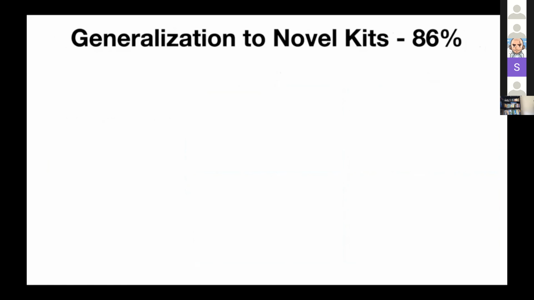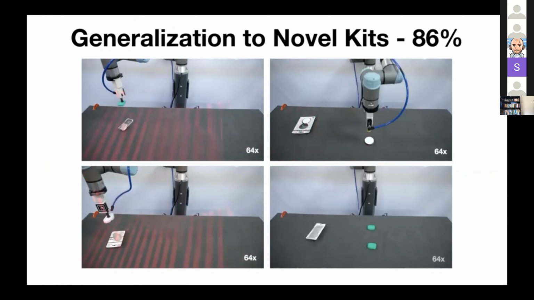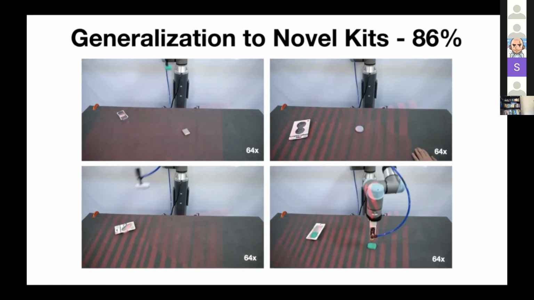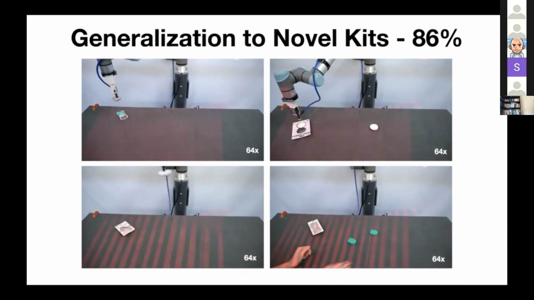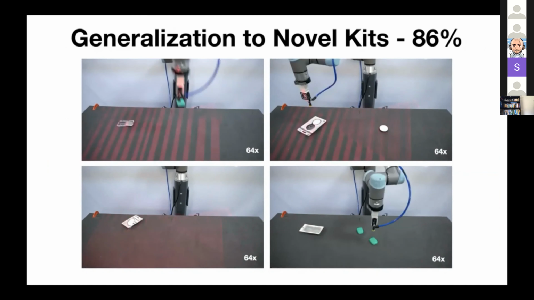Finally, we test Form2Fit on novel objects that are not seen during training. By using the learned shape descriptors, Form2Fit is able to assemble those new objects with over 86% assembly accuracy.